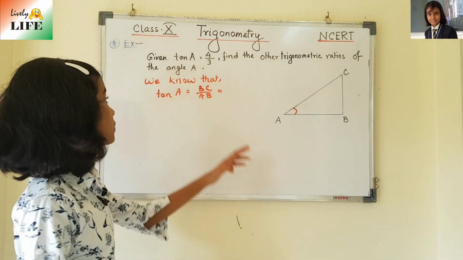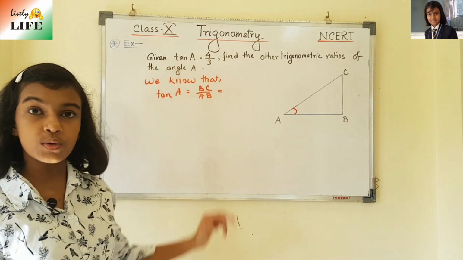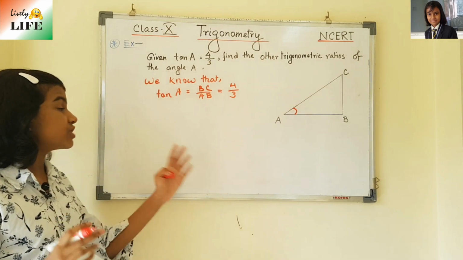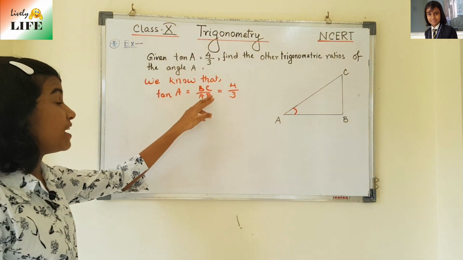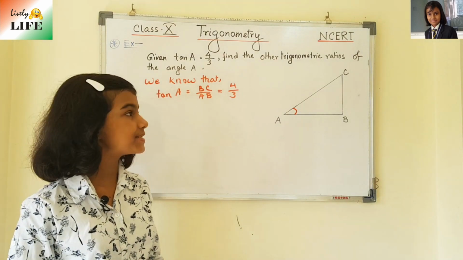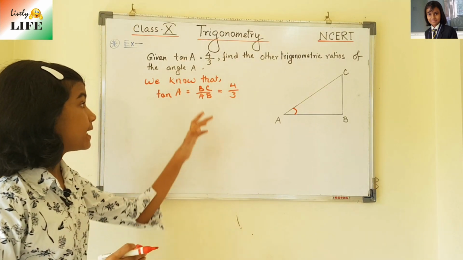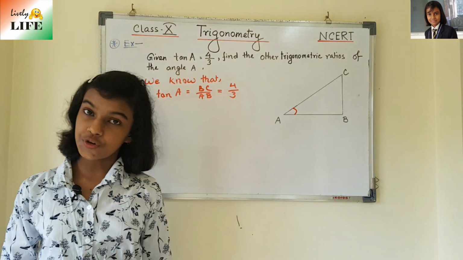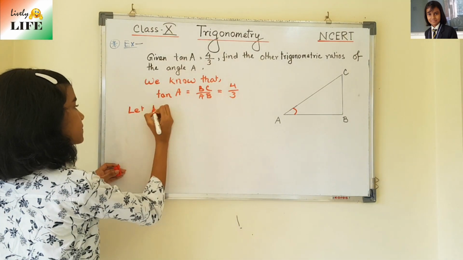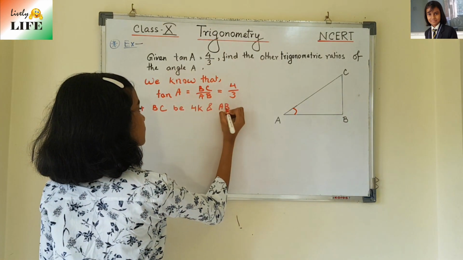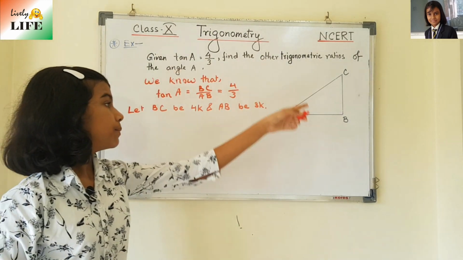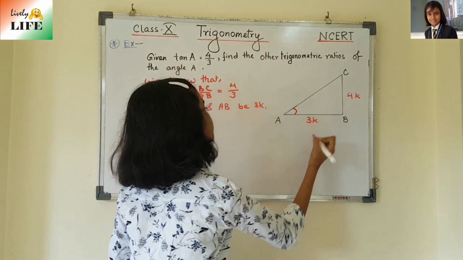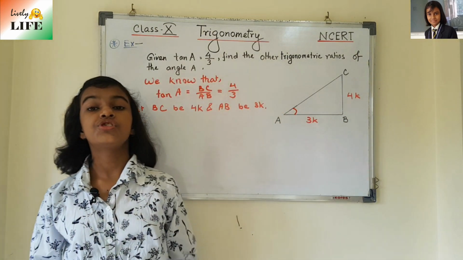BC by AB is equal to 4 by 3 because we know tan A is equal to 4 by 3. So what does it mean? BC by AB is equal to 4 by 3, right? So over here, let's take BC as 4K and AB as 3K, okay? BC is 4K and AB is 3K. Now we are going to find the other trigonometric ratios.